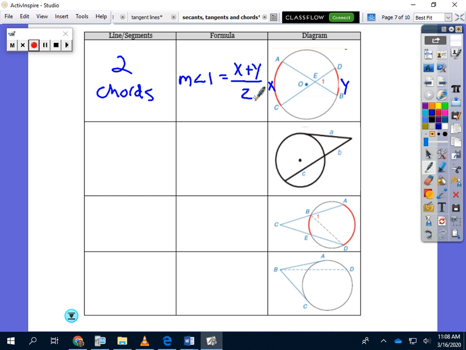If it's a central angle, you already know how to find it. If it's an inscribed angle, we know how to find it. But if it's not, how do we do that? Well, we take the average of the two arcs. Okay, so let's try one.